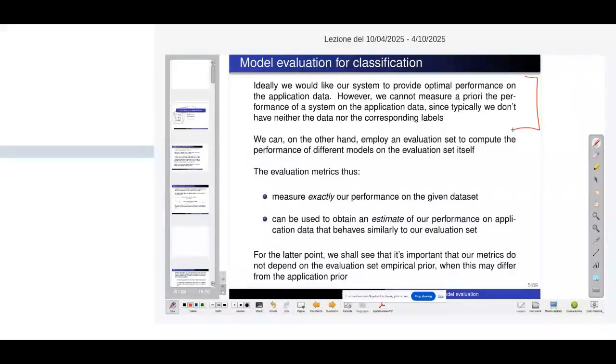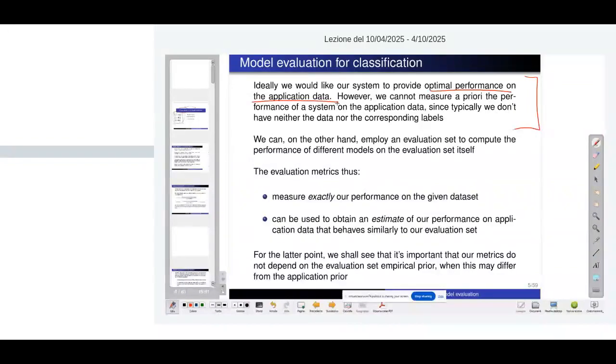Okay. Now, up to the moment we have said that we measure our results on our evaluation set. Let's understand better what we're doing when we do this. Well, what is our goal? Our goal is to have performance that is optimal for the application. That is, considering the field where we will run our classifier, we want our classifier to be optimal for that application.